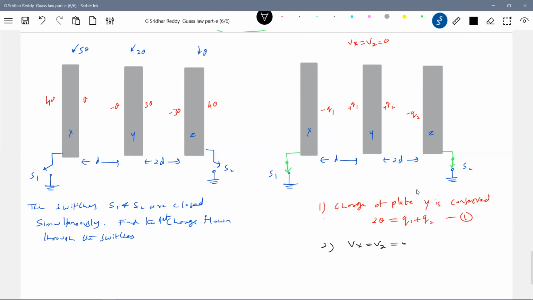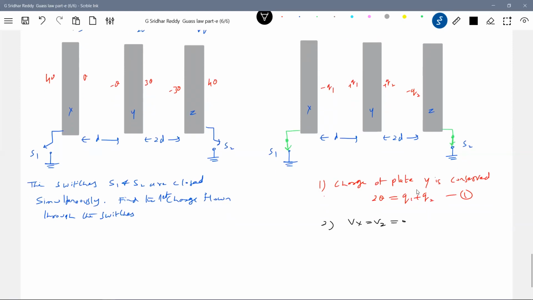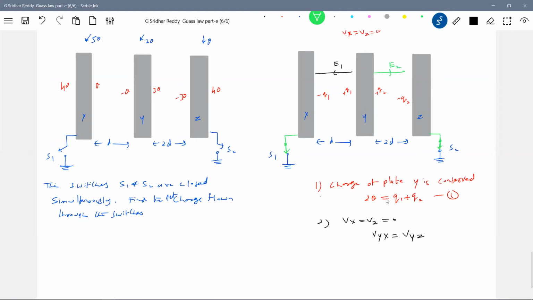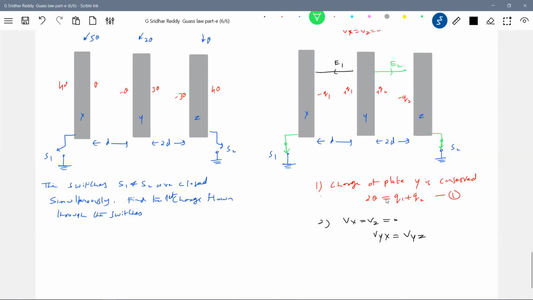So therefore, what we can write is Vyx should be equal to Vyz. What is Vyx? The electric field here E1, the electric field here will be E2. Because I'm assuming potential of plate Y non-zero, potential of plate X and Z as they are earthed will be 0. What is Vyx? Should be equal to E1 into D. What is Vyz? E2 into 2D.